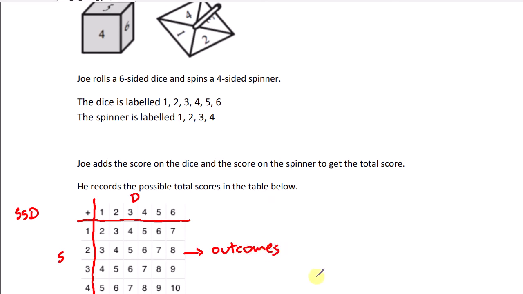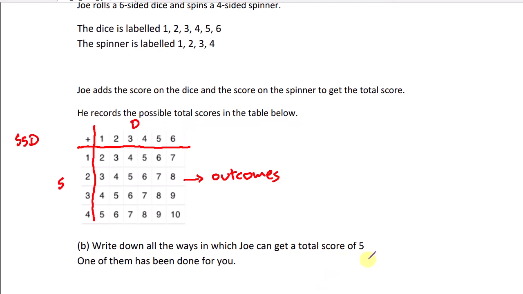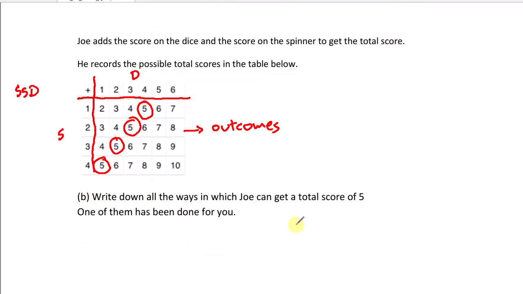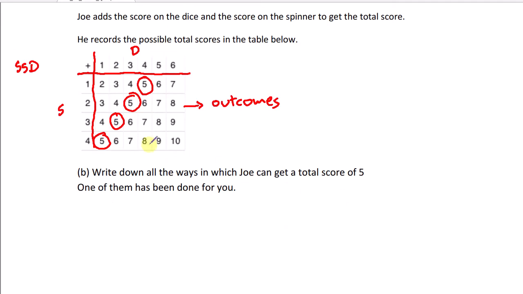Write down all the ways in which Joe can get a total score of 5. So we're looking for outcomes with 5. Now they say they've done one for you, but it's not shown in the worksheet. So we need to actually list all 4. So that's not been done. What you have to do is list the pairs for these 4 outcomes. Don't double them up, don't do too many.